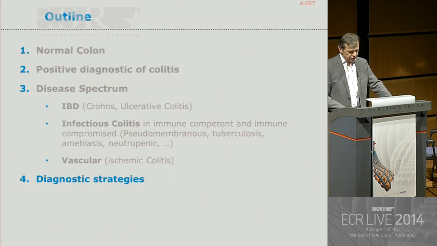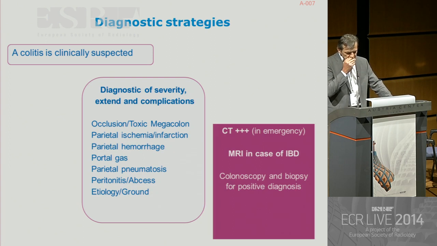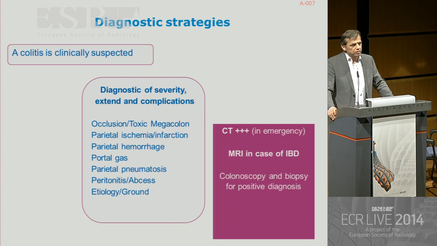What is the diagnostic strategy? If colitis is clinically suspected, we are looking more for the diagnosis of severity, extent, and complications, like I said: occlusion, toxic megacolon, ischemic infarction, parietal hemorrhage, portal gas, parietal pneumatosis, peritonitis, abscess, or trying to find an etiology or an origin of this disease. In emergency, the CT is probably the best test, very reproducible, very stable.